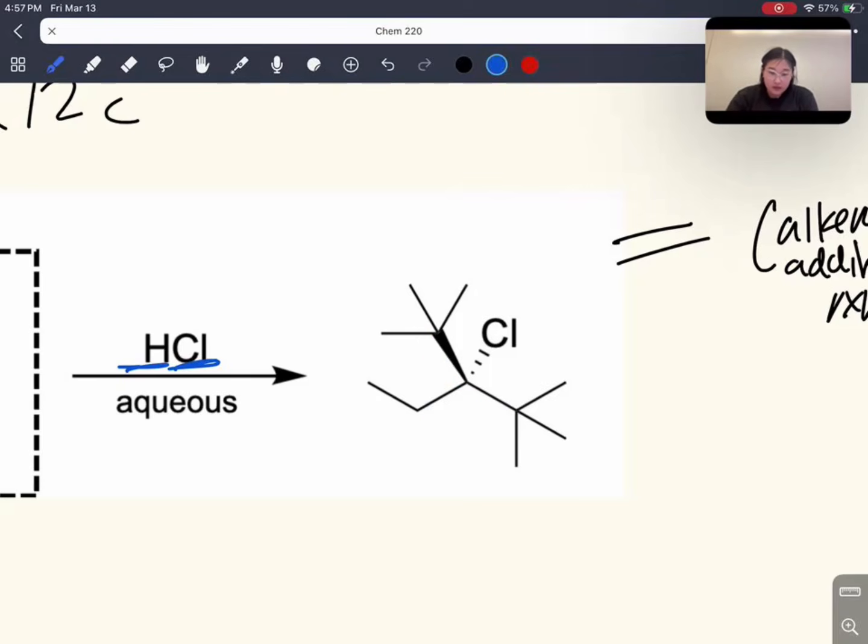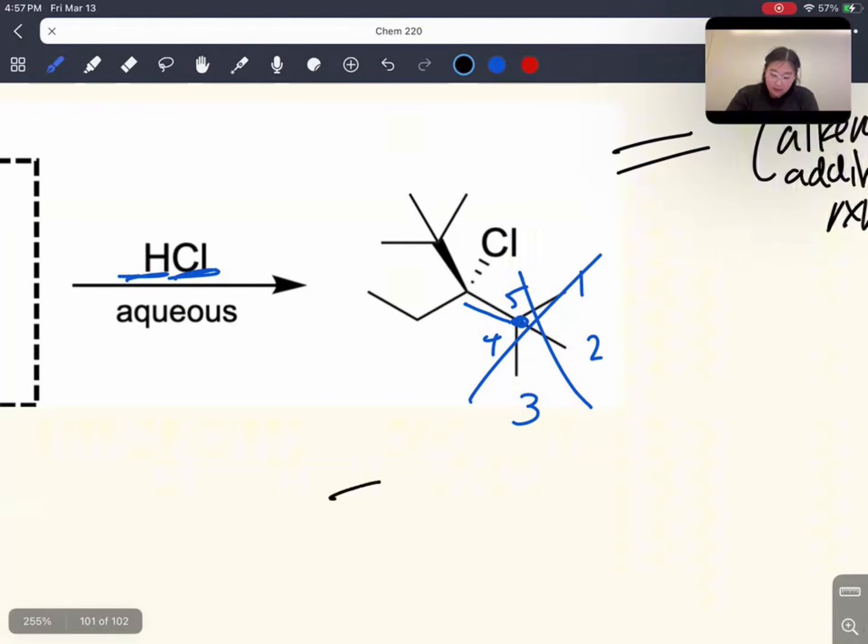So can a double bond have been here? The answer is no, because look at this carbon. This carbon now has one, two, three, four, five bonds attached to it, and that is not possible. So it's not possible to have that double bond there. I'm going to redraw the molecule, and then we're going to try adding our double bond somewhere else.